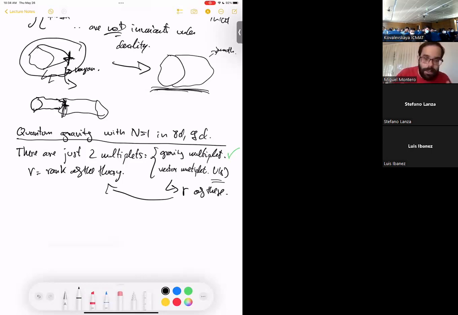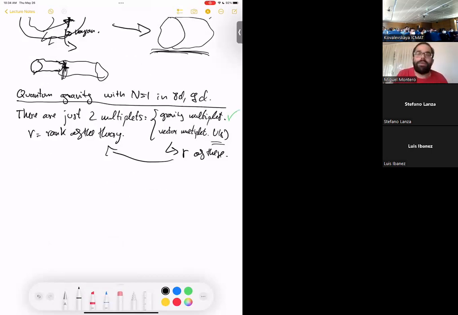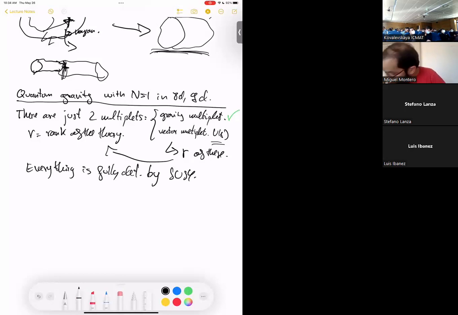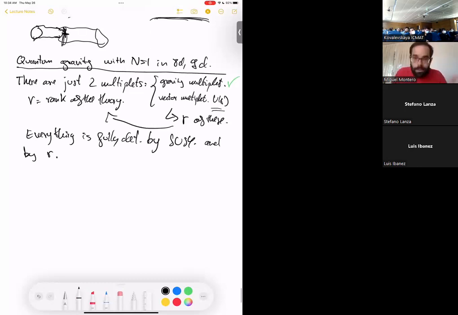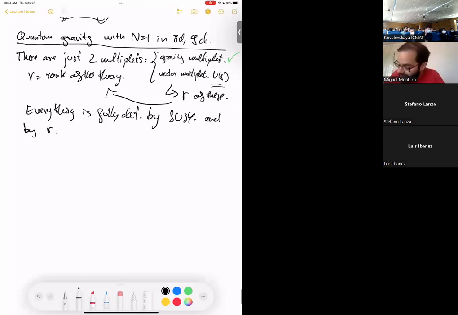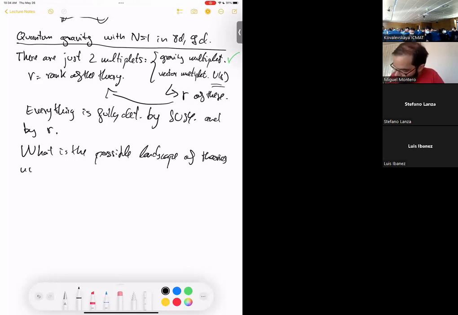At a generic point in moduli space, which comes from scalars in the gravity multiplet and vector multiplets, the Lagrangian of the theory, everything at low energies, is fully determined by supersymmetry and by just this number R. The only thing you're free to choose is the number of vector multiplets. Because of supersymmetry, everything is very constrained. So this makes for a nice question of what is the landscape. We ask what is the possible landscape of theories with 8D and 9D N=1.